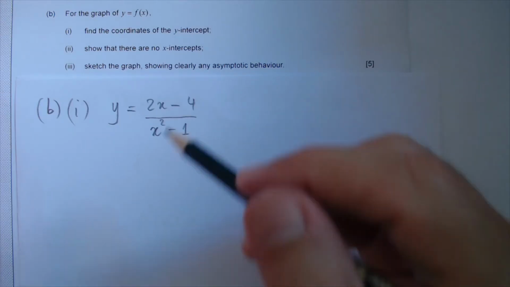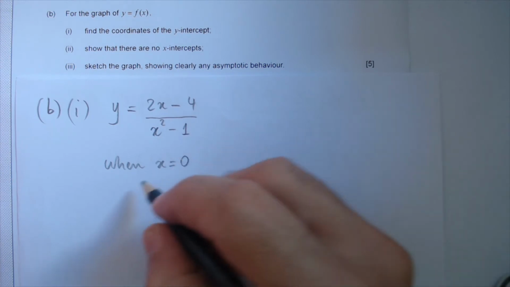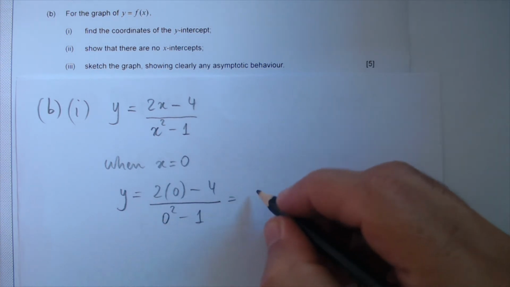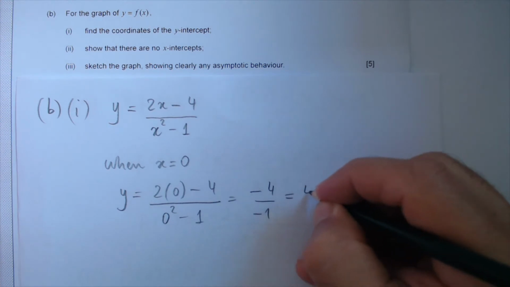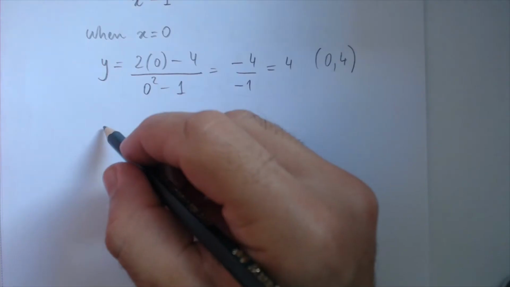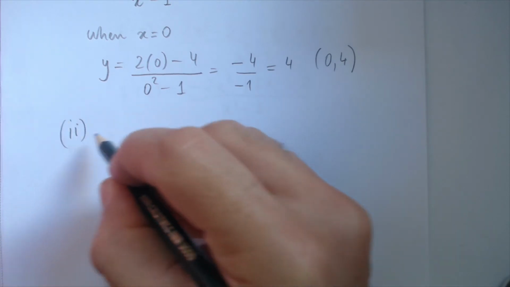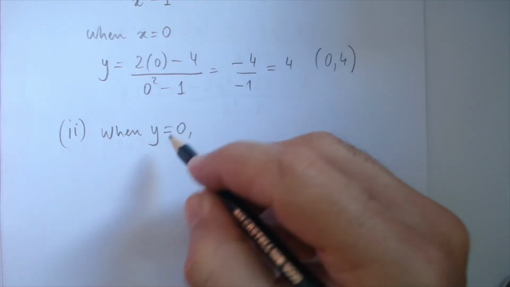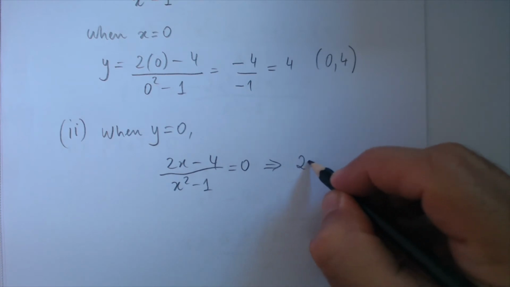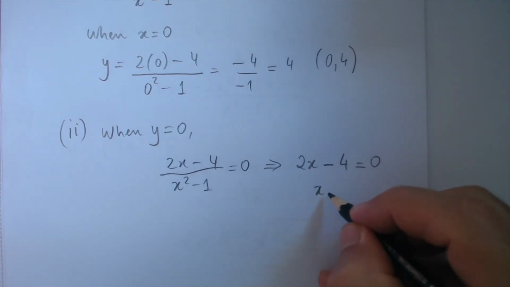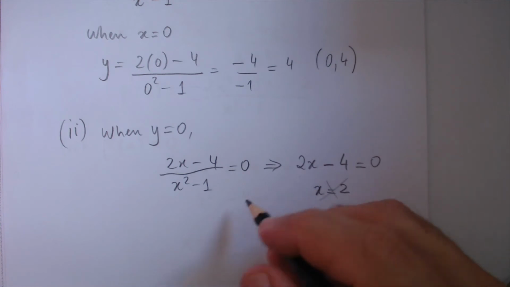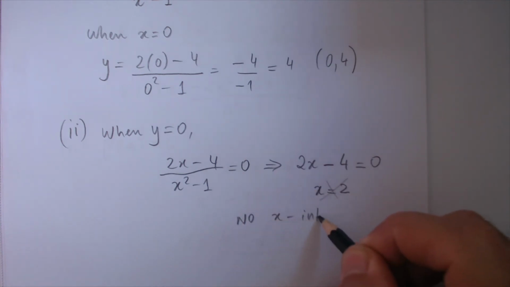To find the y-intercept when x is 0, we have y equals 2 times 0 minus 4 over 0 squared minus 1, which is minus 4 over minus 1, which is 4. So the y-intercept is at 0, 4. To find the x-intercept, we would have to set y to 0. When y is 0, then 2x minus 4 over x squared minus 1 is equal to 0. So the numerator has to be 0, and then x would have to be 2. But then 2 is not in the domain of the function. So that's why we have no x-intercept.